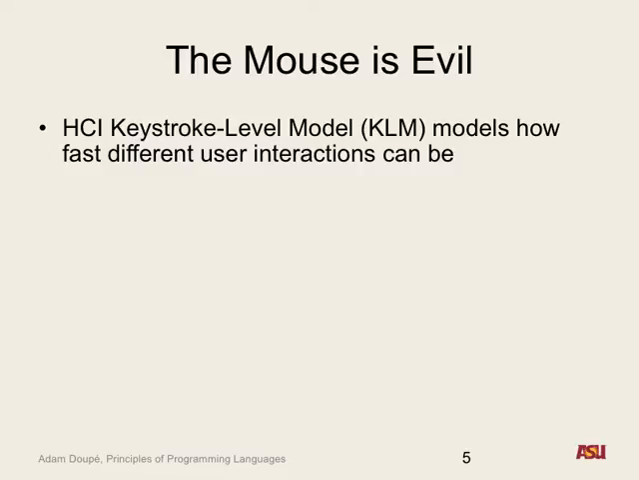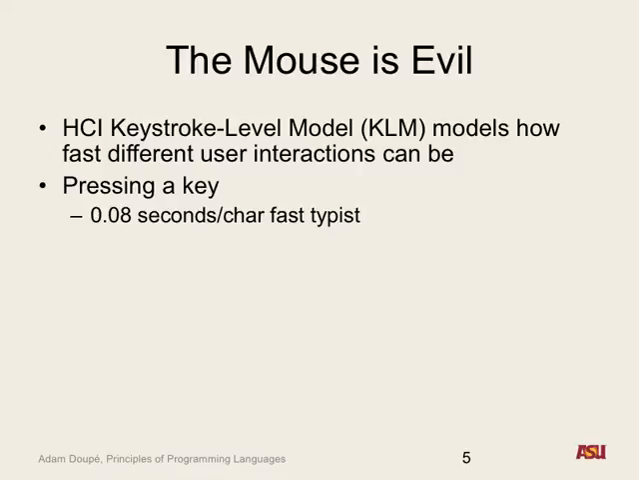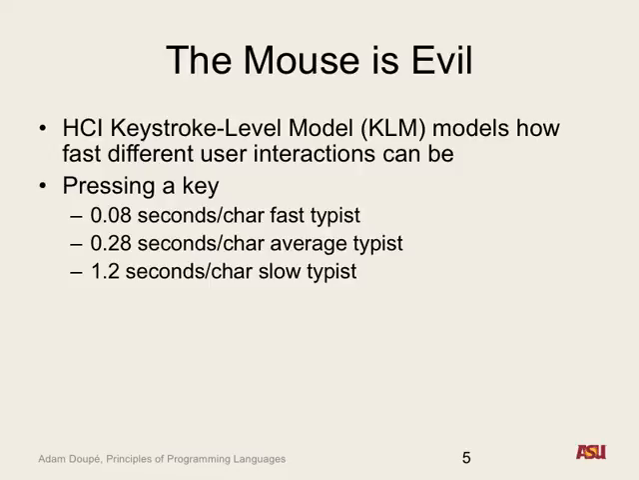And so what they did is they looked at people, and they took an average of how long people take to execute certain tasks. So something like pressing a key, either on the mouse or on the keyboard: if you're a very fast typist, it can be 0.08 seconds per character, which is fast. Average typist is about 0.28 seconds. A slow typist is like 1.2. This is crazy. Can you imagine how long it would take to type in an assignment?